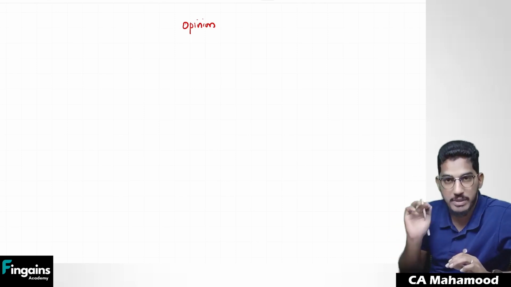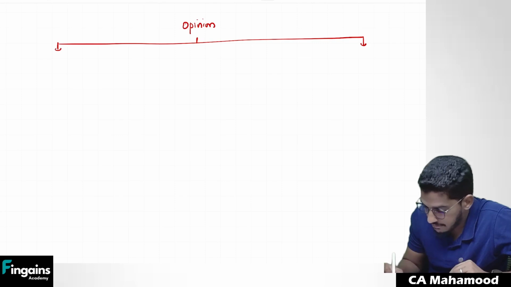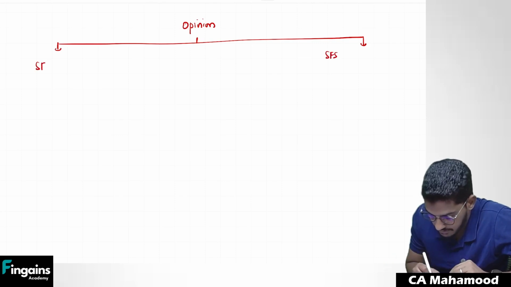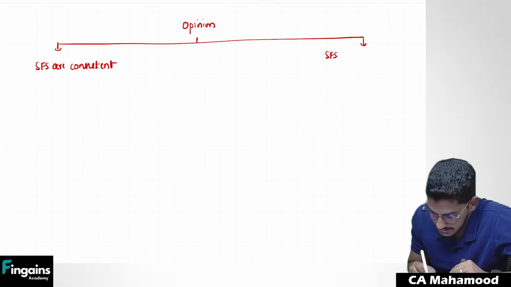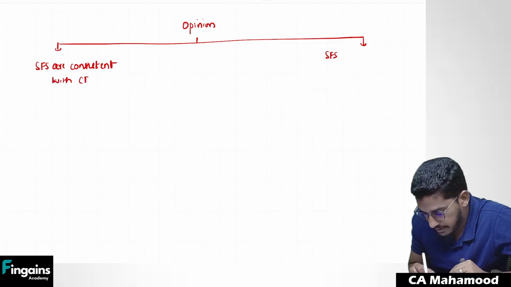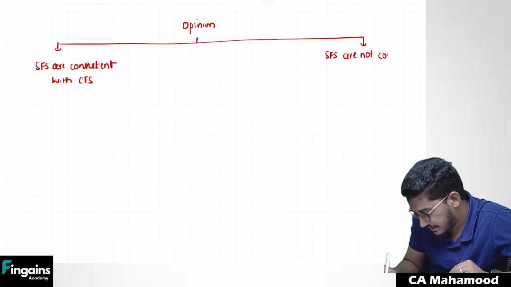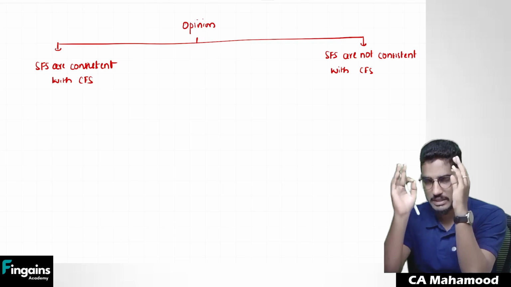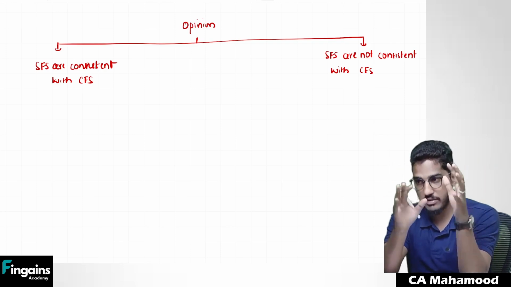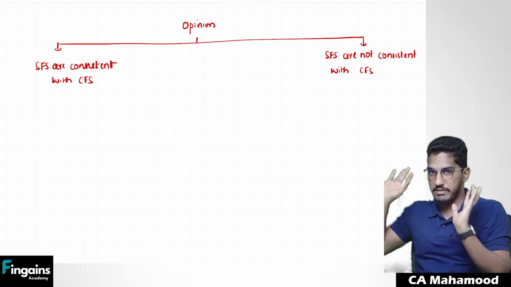So how will the opinion be given on the summary financial statements? There could be two typical circumstances. Whatever summary financial statements are there, they are consistent with the complete financial statements, or the summary financial statements are not consistent with the complete financial statements. The main reason we are conducting the audit of summary financial statements is that our objective is to check whether summary financial statements are reflecting whatever information is there in the complete financial statements.